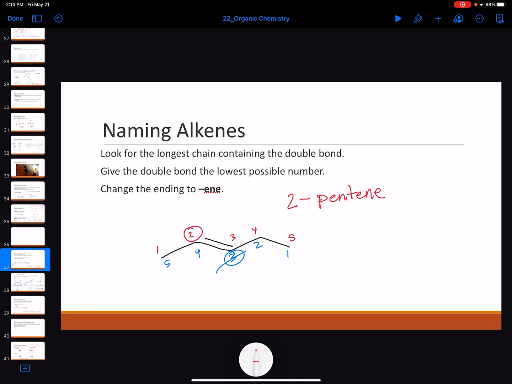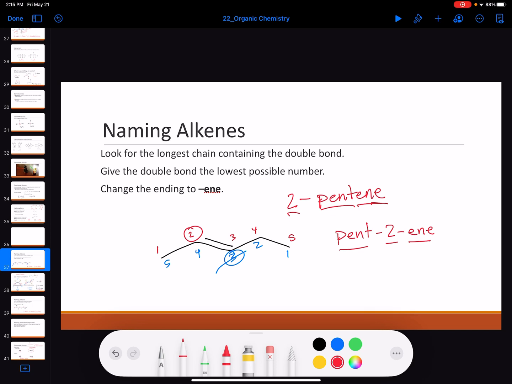Bam, just like that, right? 2-pentene because it's 5 carbons with a double bond. That double bond is located starting on carbon number 2. Turns out the IUPAC people also allow you to name it this way, pent-2-ene, to show that I've got a double bond on carbon 2 in a 5-carbon chain. I personally don't like that just because I think it sounds funny, pent-2-ene. Anyway, but that's just me. Both of them are technically correct.